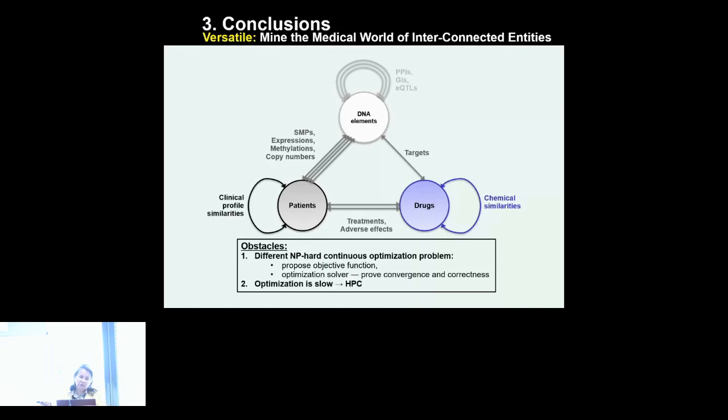However, each time it corresponds to a different NP-hard continuous optimization problem. You need to propose an objective function, a solver, prove convergence and correctness, and optimization is slow. But we have a supercomputer in-house, so we can do it.